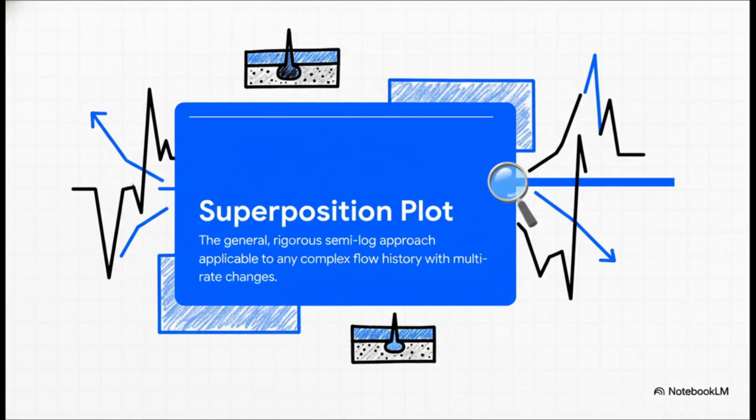The superposition plot is the modern industry standard for a very good reason. It's just the most robust and reliable method we have because its math can handle the messy reality of a well's actual life. It seriously does not matter how many times the flow rate has changed, superposition can slice right through all that noise and find that all-important straight line.